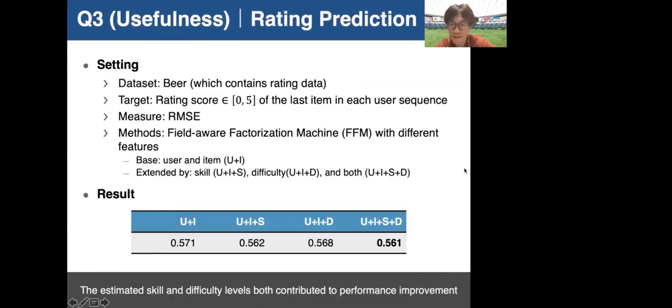Also, we conducted an experiment to investigate the usefulness of our models in practical recommendation tasks, where we addressed the latent prediction task using the BIA dataset. And we trained several recommendation models. One is a very basic model that only uses the user and item information. And we also train some other models by adding skill information, difficulty information, and both of them. And we find from this table that adding difficulty and skill levels improves the recommendation performance, indicating the potential of our skill and difficulty models for the practical recommendation task.